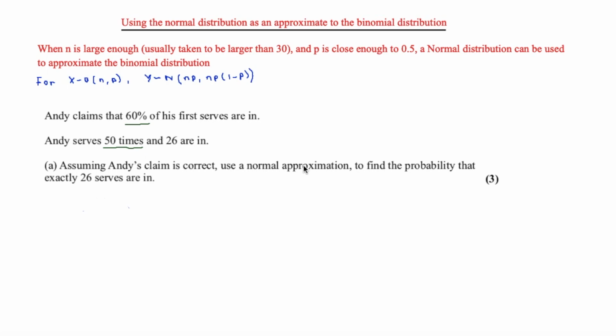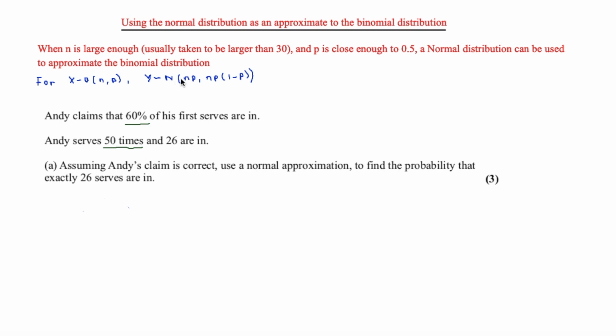This is Samsak, and in this video we are looking at using the normal distribution as an approximation to the binomial distribution. When n is large enough, usually taken to be larger than 30, and p is close enough to half or 0.5, a normal distribution can be used to approximate the binomial distribution. If we write the binomial distribution as X is binomially distributed in terms of n and p, a number and a probability, then we can change this to normal.